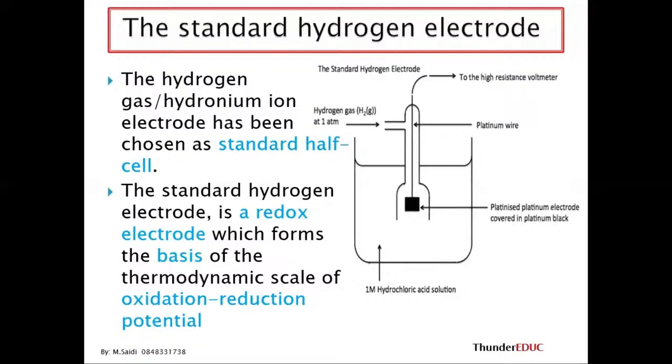When you are numbering or counting, you start from 0. 1, 2, 3, 4 until whatever you want to reach. Or you start from 0 and then you go to negative: negative 1, negative 2, negative 3. So in this case, hydrogen is the standard where we are supposed to start from.